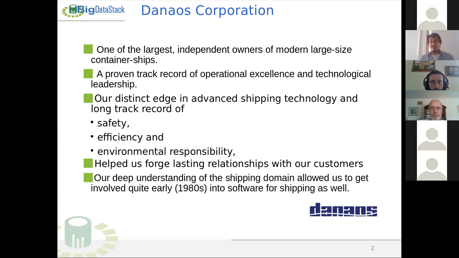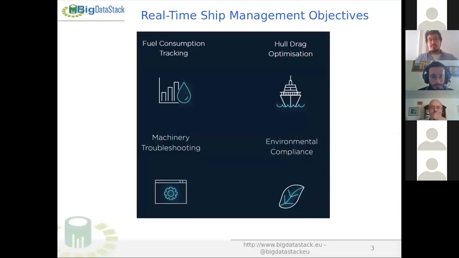Our distinct edge in advanced shipping technology and long track record of safety, efficiency, and environmental responsibility helped us forge lasting relationships with our customers. And our deep understanding of the shipping domain, given all these years that we're involved in shipping, allowed us to get involved quite early, somewhere in the middle of the 80s, in software for shipping as well. So apart from shipping services, we offer software services for the shipping domain. And I will focus on a specific service we offer that is about real-time ship management.